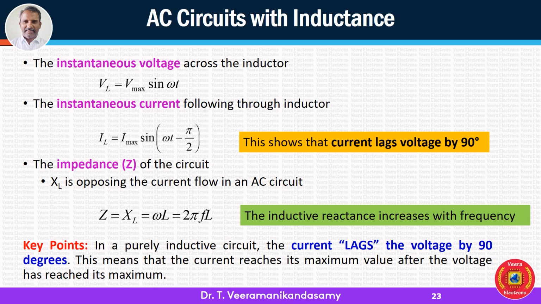The impedance of the circuit is its inductive reactance XL, which is the factor opposing current flow in the AC circuit. In a purely inductive circuit, the current lags the voltage by 90 degrees.